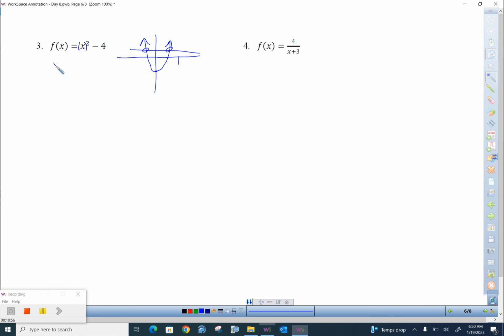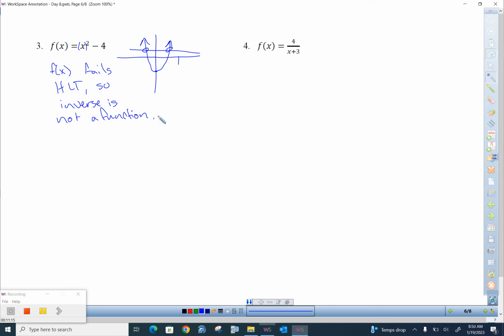We're just going to say that f of x fails the HLT. So the inverse is not a function. Okay, it exists. We could find it. We're just not going to.